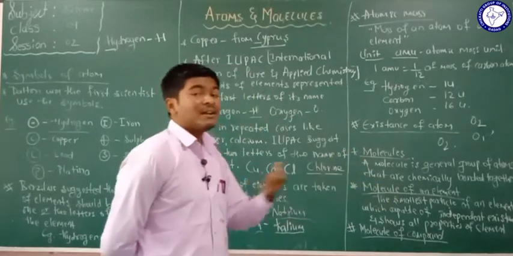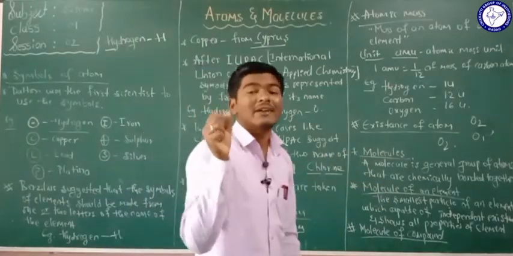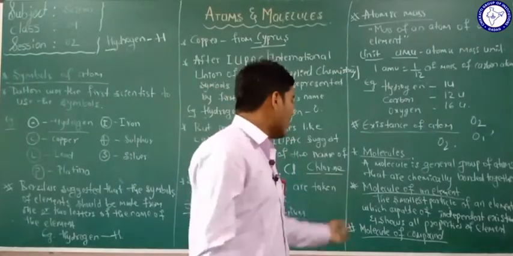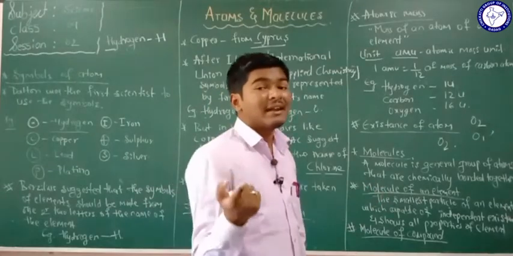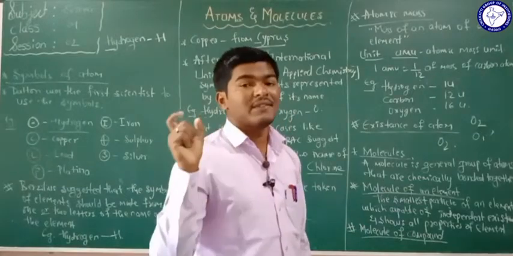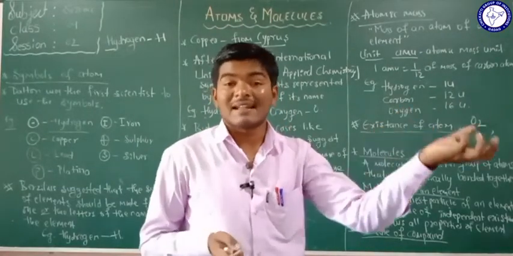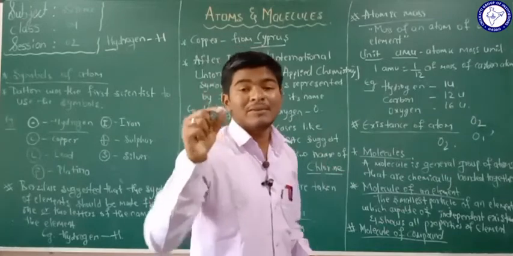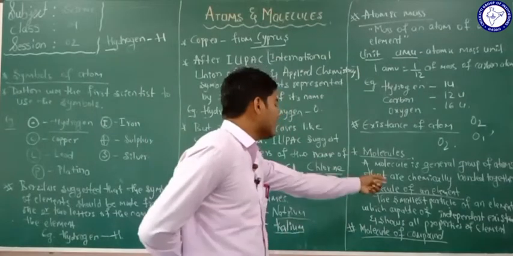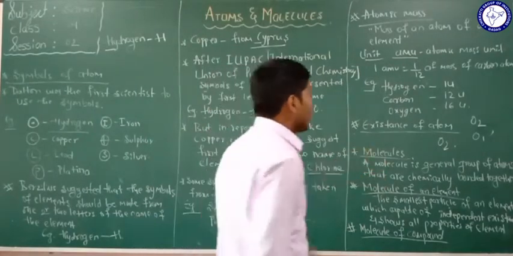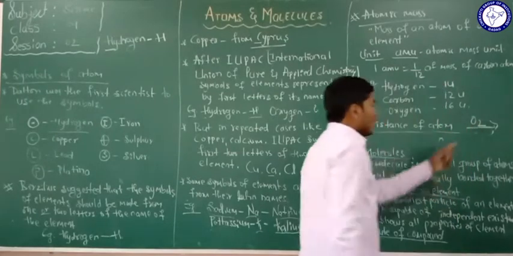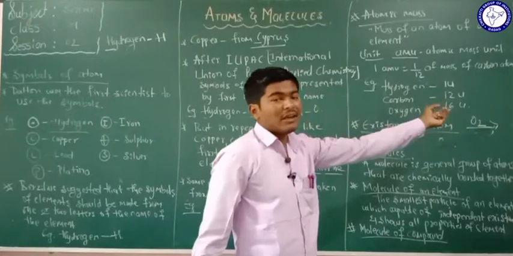So a molecule of an element is the smallest particle of an element which is made up of atoms and which is capable of independent existence and shows all the properties of the element. It will freely and independently exist. That is known as the molecule of the element. For example, oxygen is an element, O2 is a molecule, because in O2 two atoms are present.